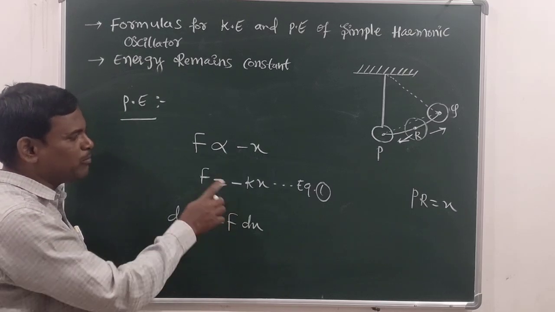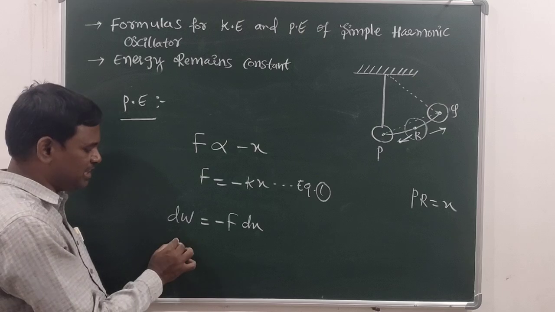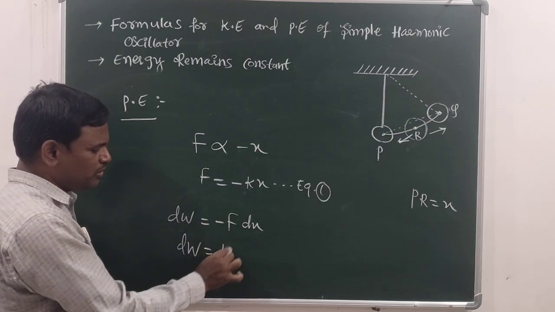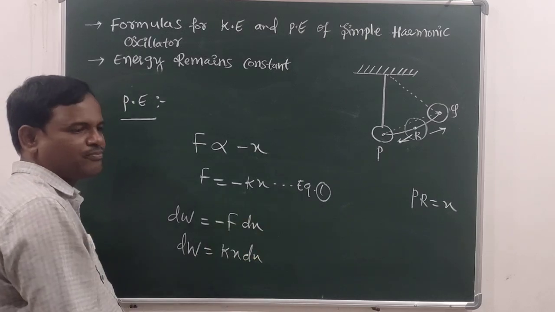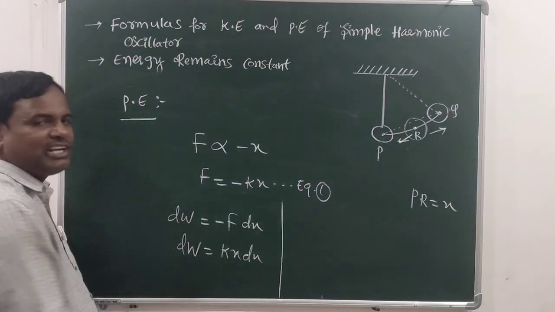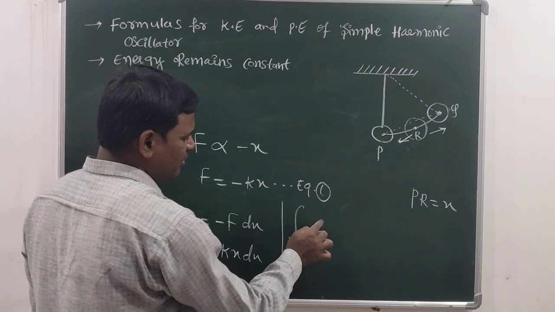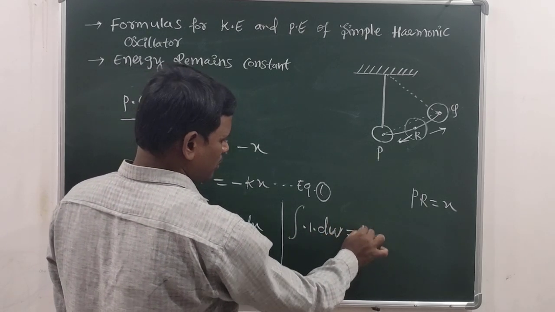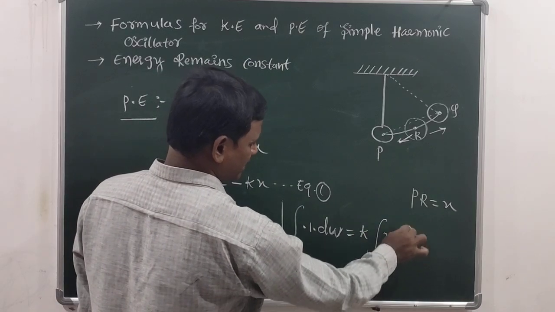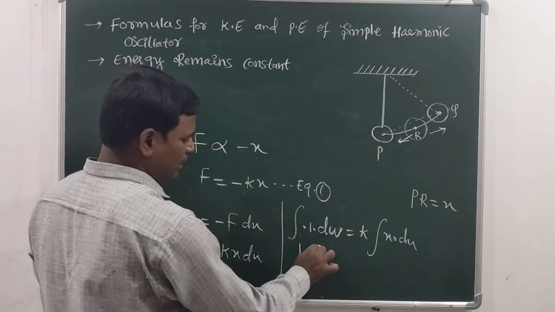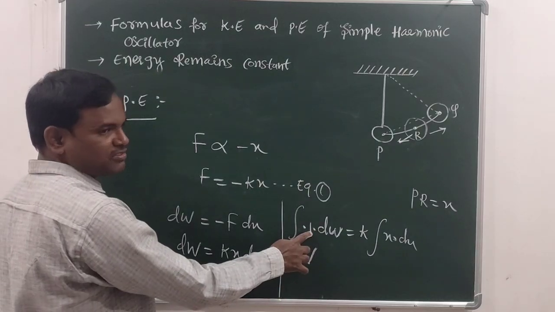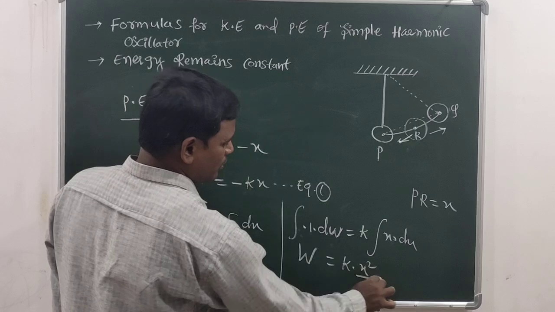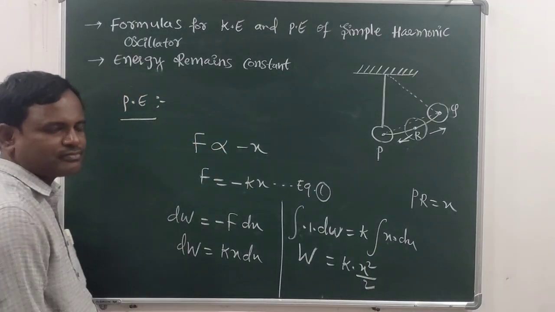Okay. In the next step, I am going to replace this capital F by minus kx. So what will I get? dW is equal to kx dx. Hereafter, I am going to integrate on both sides. Integral of 1 into dW, which is equal to k, a constant, keep it aside, x into dx. After integrating, you will get W here because 1 is there. Here x square by 2. You know the integral of x dx.